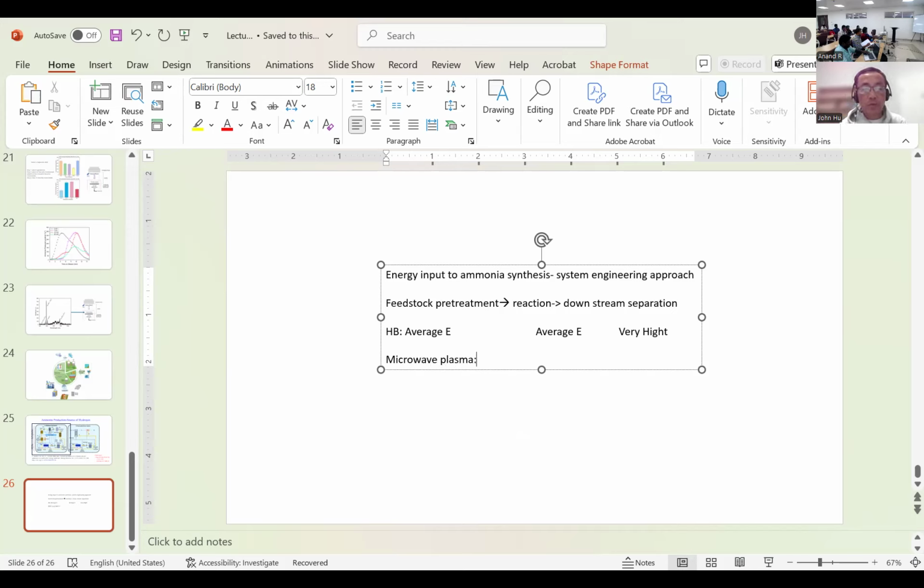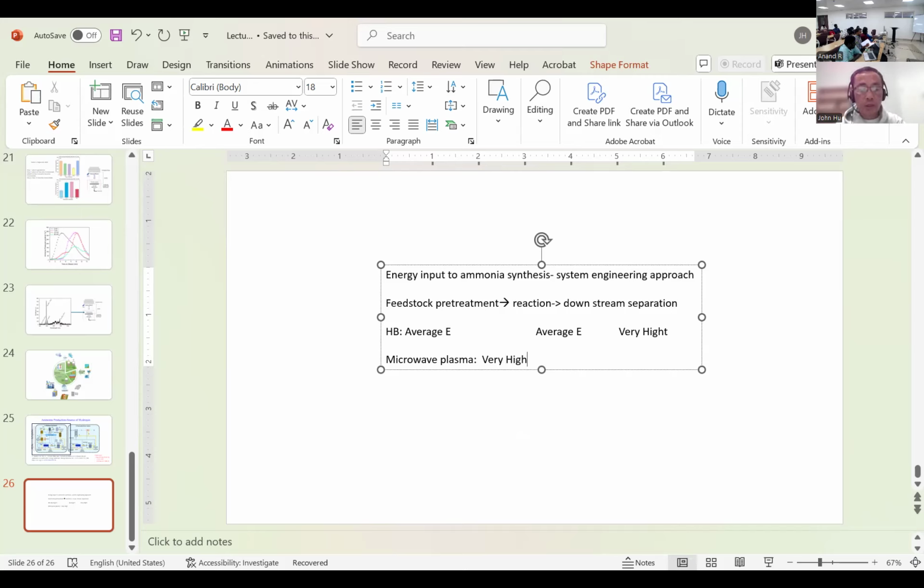Okay, now obviously your question is, we spend energy to pre-treat the feedstock, not just preheating, we turn on the plasma, all right? So that means feedstock pretreatment is high. You agree? Reaction, I can say probably very high. Very high. Makes sense? Because you have to elevate the energy.